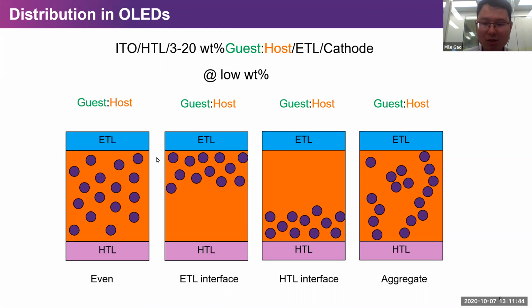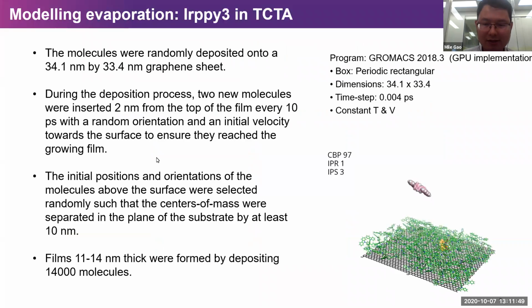So we model the evaporation process. Here are the parameters we used in the modeling. The molecules were randomly deposited onto a graphene sheet. Finally, we deposited 14,000 molecules and formed a film about 11 to 14 nanometers thick.